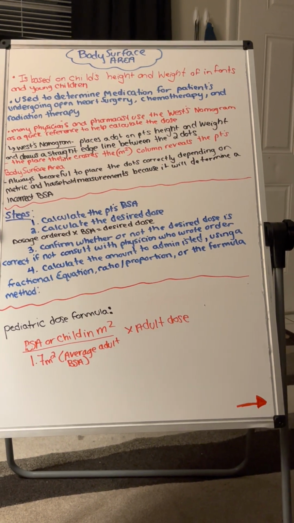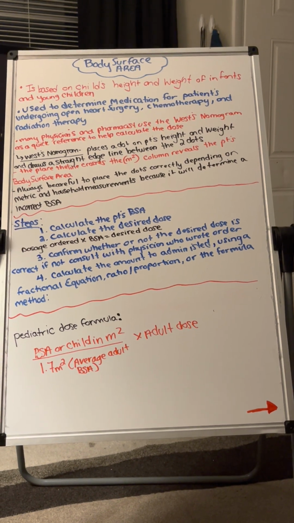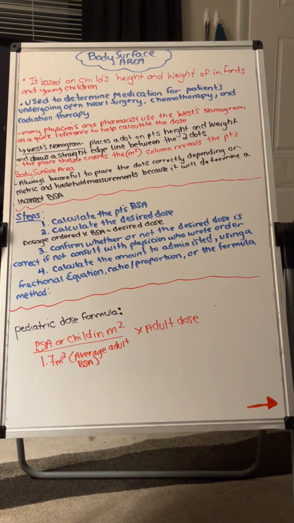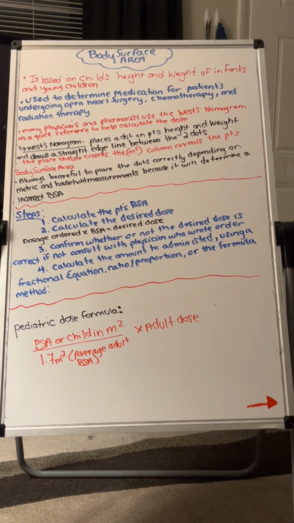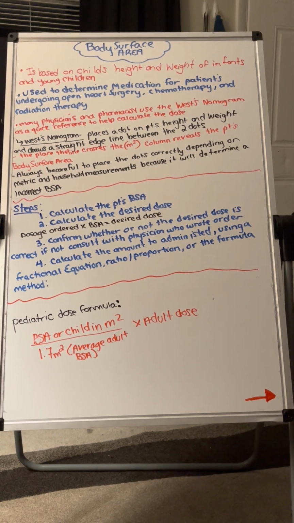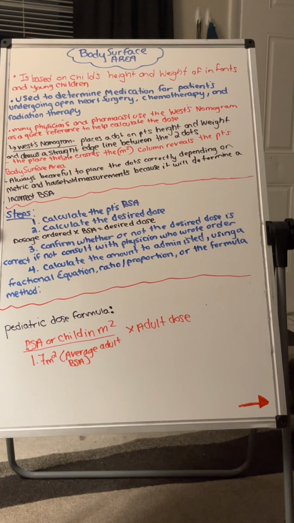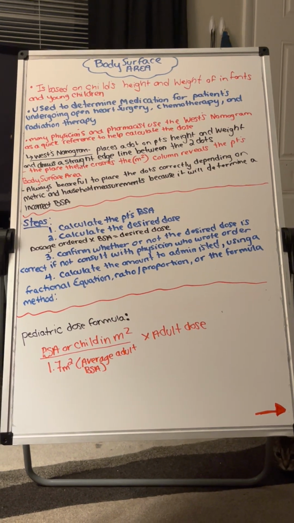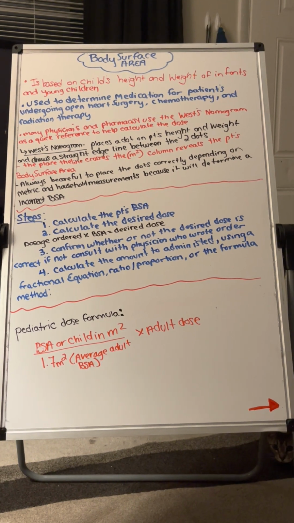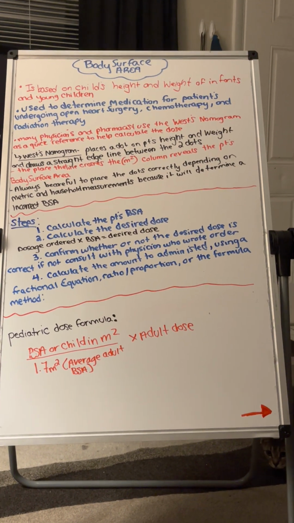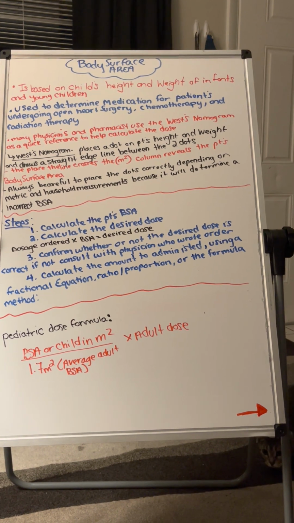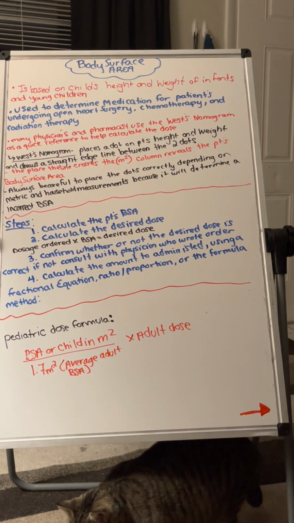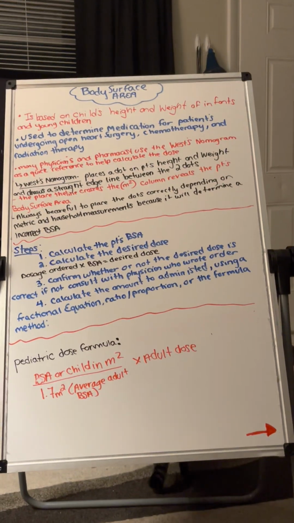But this is one question I have never seen on the exam, but you could get it just in case, because there are 5 different versions of the exam, and you never know what exam you might get a surprise on. So the body surface area is based on a child's height and weight of infants and young children. It's used to determine medication for patients undergoing open heart surgery, chemotherapy, and radiation therapy. Many physicians and pharmacists use the West nomogram as a quick reference to help calculate the dose.